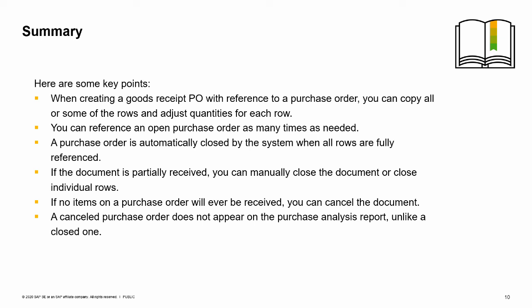You can reference an open purchase order as many times as needed. A purchase order is automatically closed by the system when all rows are fully referenced. If the document is partially received, you can manually close the document or close individual rows. If no items on a purchase order will ever be received, you can cancel the document. A cancelled purchase order does not appear on the purchase analysis report, unlike a closed one.